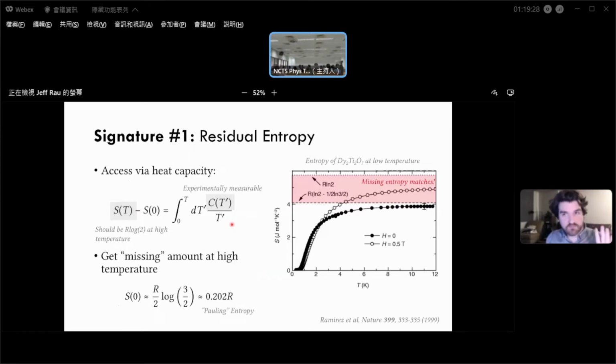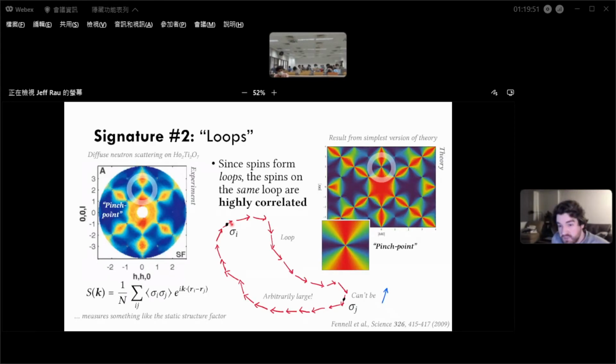Okay. I'm running out of time. I will go faster. So the entropy is difficult to directly measure, but you can get it from integrating heat capacity. They've done that in an experiment, and they can get roughly the amount of entropy they expect. They can also see the spin correlations associated with these loops.